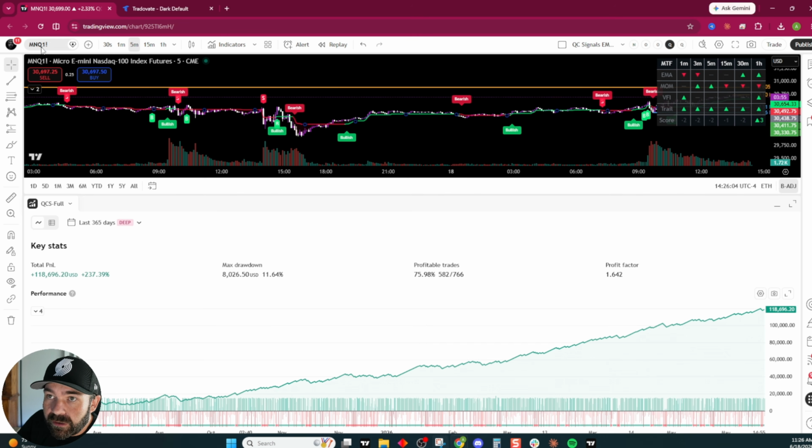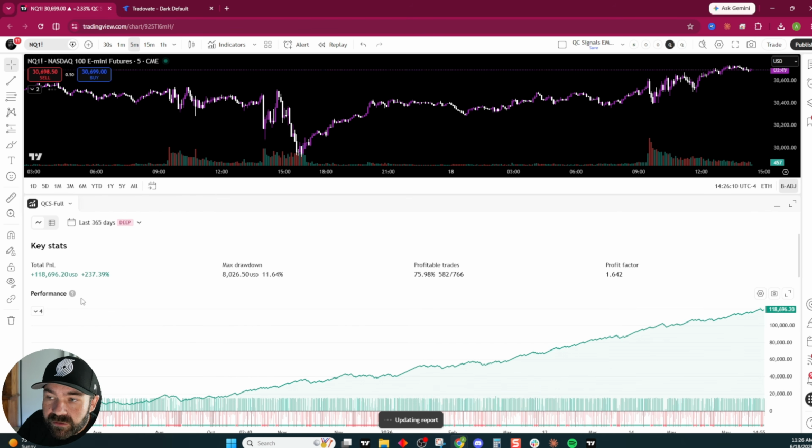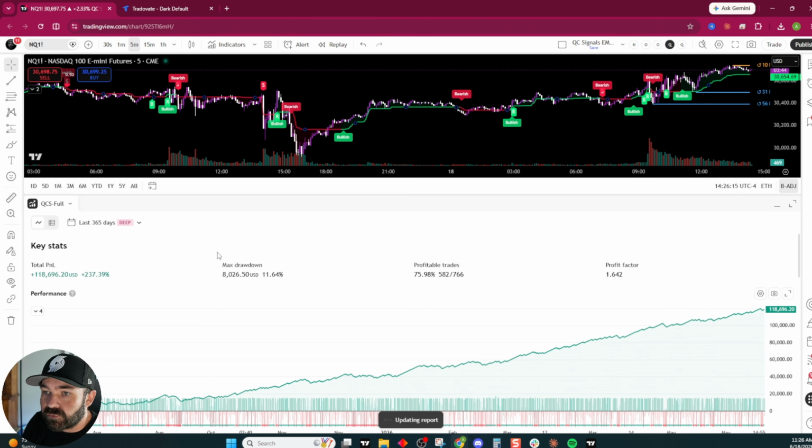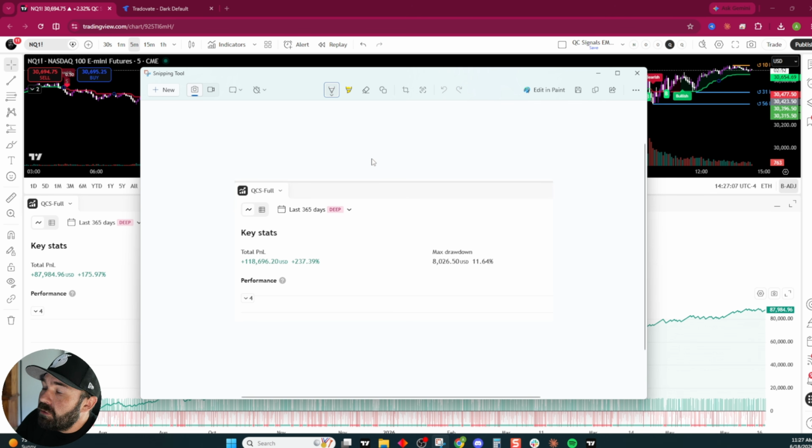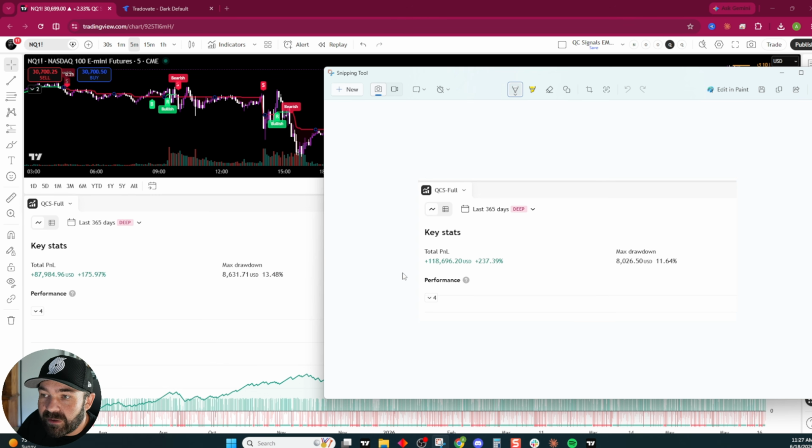And I'll just show you when I go to NQ and I update this report, these numbers are not the same. So anybody who says, oh, it's stupid to run 10 MNQ, just run one NQ, it's a direct swap. It's absolutely not. You can see here when I do the direct swap with these settings, except changing from 10 contracts on MNQ to 1 on NQ, the total P&L is 87,984. The drawdown is 8,631, and the win rate is 72.88. But if you look back over here, when we are on MNQ with 10 contracts, our P&L is 118,000. It's like $31,000 more. Our drawdown is actually less as well by $600.